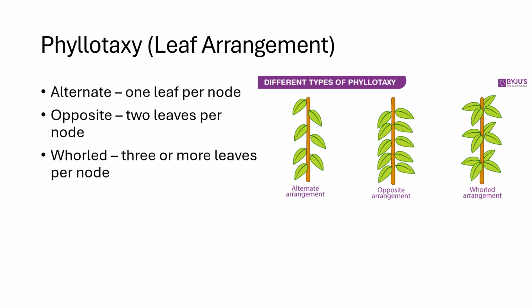The arrangement of leaves on the stem is called phyllotaxy. In an alternate arrangement, one leaf occurs per node, alternating sides along the stem. In an opposite arrangement, two leaves arise at the same node on opposite sides. In a whorled arrangement, three or more leaves emerge from a single node. Phyllotaxy is often consistent within plant families and can be a useful identification tool.